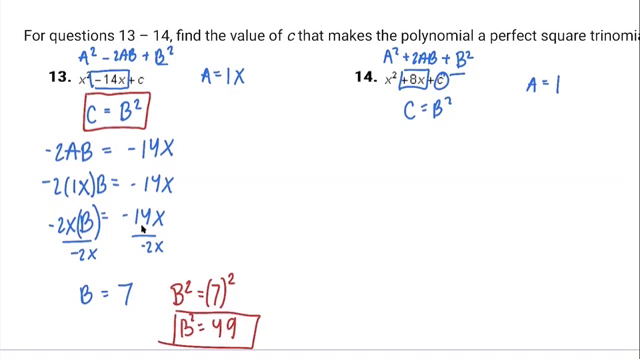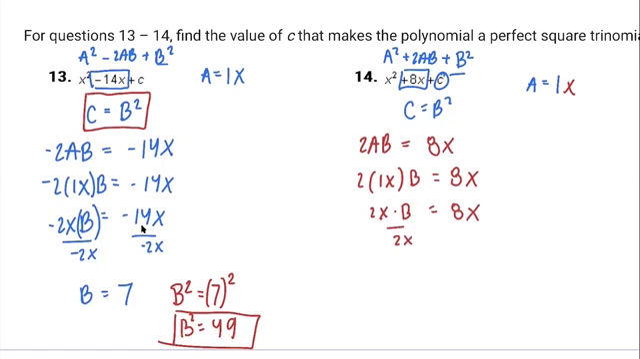So going to the next one here, again, we figured out what form we are in, and we're still solving for c. So c is equal to b squared. What we can do here is 2ab is equal to 8x. So we plug in for a: a is equal to 1x times b equals 8x, so 2x times b equals 8x. Again, we divide both sides by 2x. So b is equal to 4 in this case.